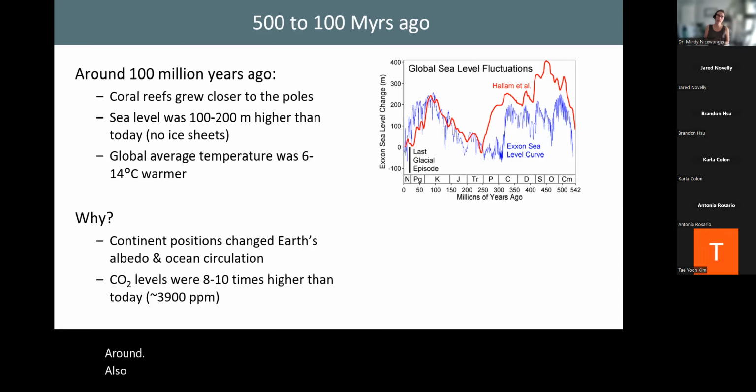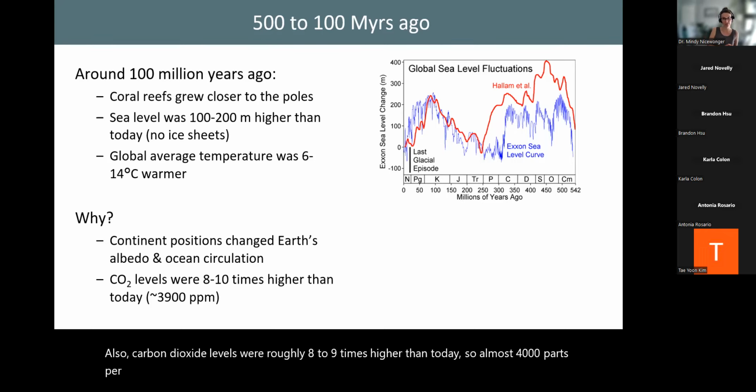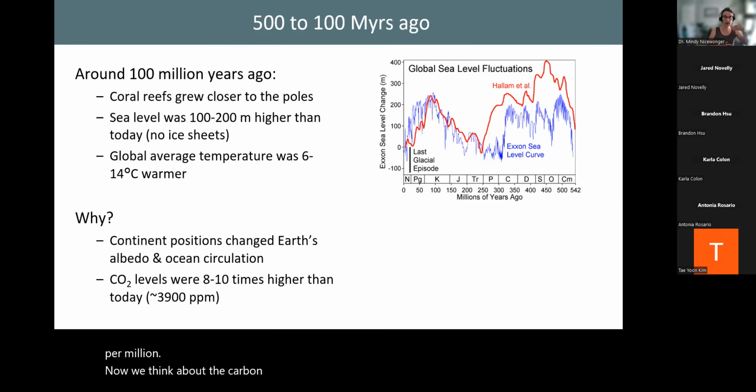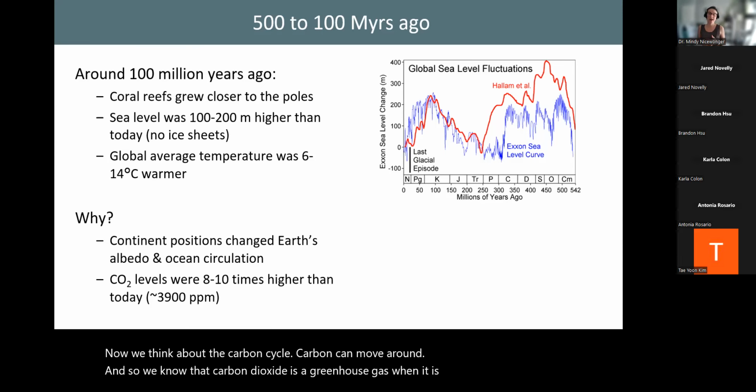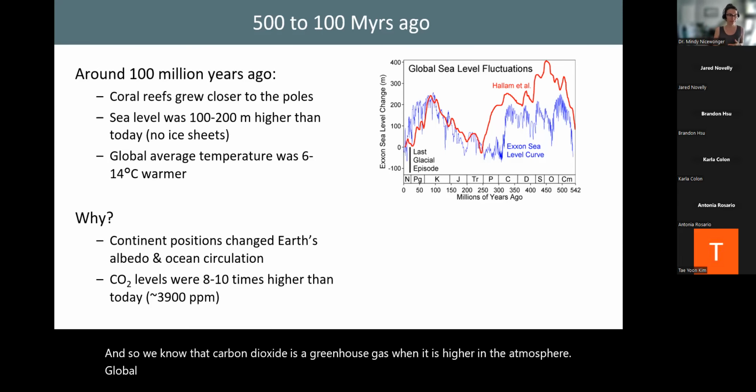Also, carbon dioxide levels were roughly 8 to 9 times higher than today, so almost 4,000 parts per million. Now, when we think about the carbon cycle, carbon can move around. And so we know that carbon dioxide is a greenhouse gas. When it is higher in the atmosphere, global temperatures are also warmer.